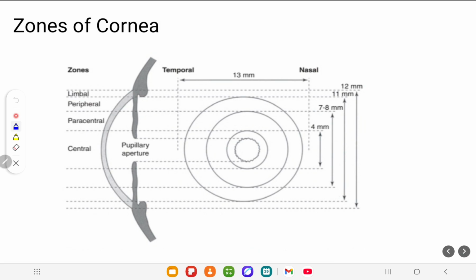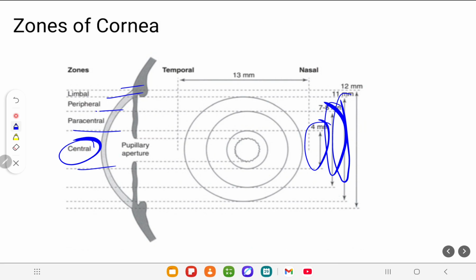We think of the center of the cornea, and then the paracentral, peripheral and limbal areas. Central is approximately 4 mm, paracentral 7 to 8 mm, peripheral up to 11 mm, and beyond that is limbal. Basically, that's how we see it. And the central cornea is very important in case of refraction, in case of foveal vision. That's why till today, though we have topography, we don't use topography for normal cataract surgery. Keratometry does a good job.